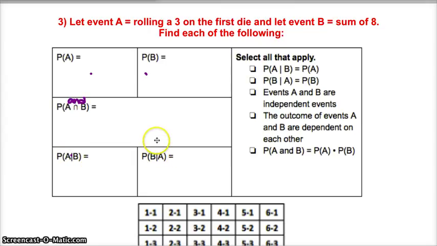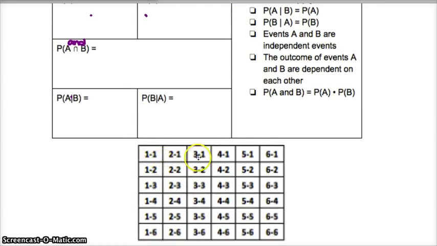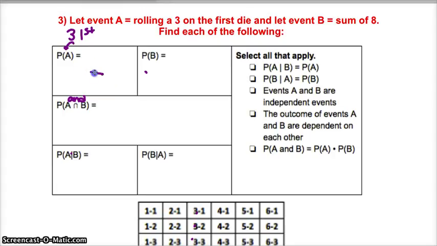In order to determine independence, you're going to have to select those that apply. The purpose of this table is to lay out the process for you. So let's begin. The probability of event A is the probability of rolling a 3 on that first number cube. How many do we have? 1, 2, 3, 4, 5, 6 out of all 36 possible combinations. So 6 out of 36 is the same as 1/6.